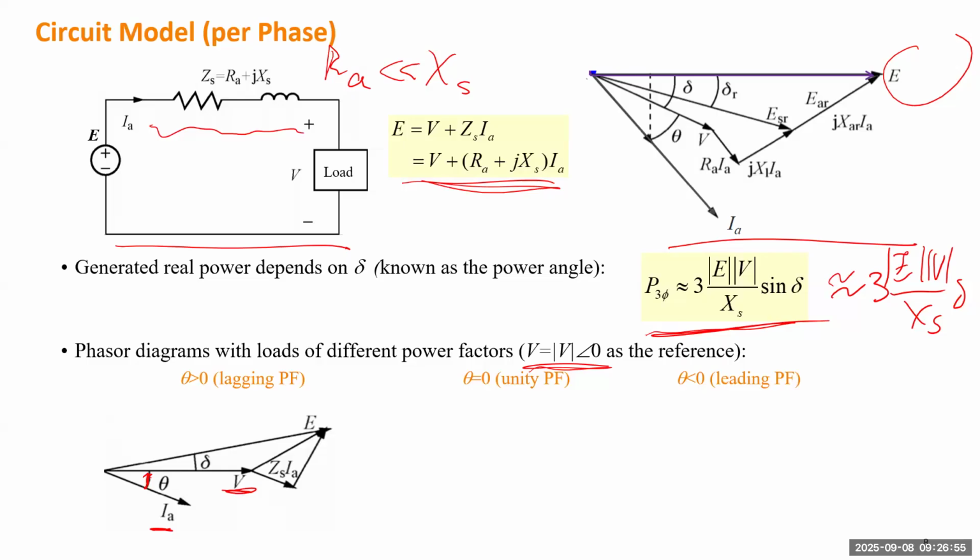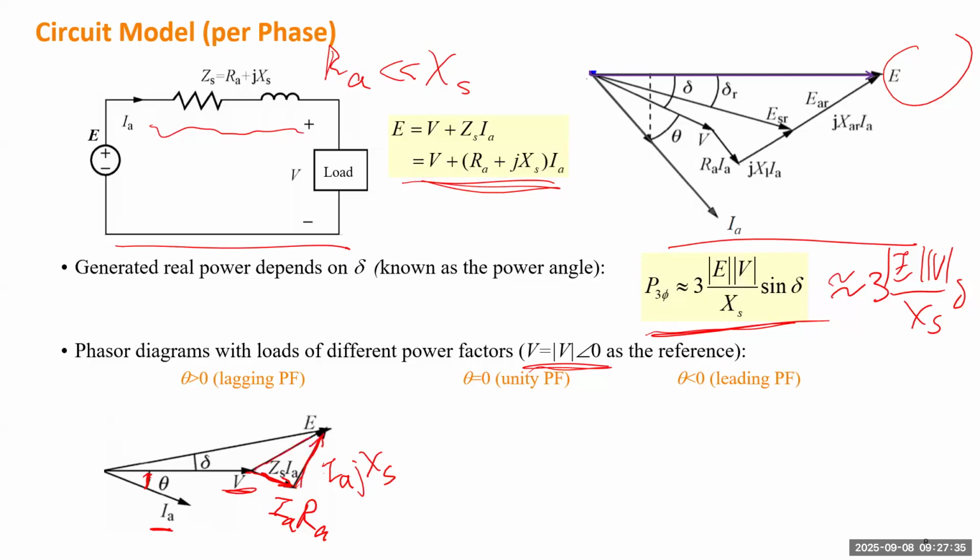Then the voltage drop on the resistance will be the current multiplied by the resistance, because resistance is a real number. So it will generate a little voltage drop in the same direction as the current. Next, we want to draw the voltage drop due to the reactance. It will be IA multiplied by jXS. Because jXS is an imaginary number, we need to turn the phasor clockwise or counterclockwise by 90 degrees, which will generate this phasor.